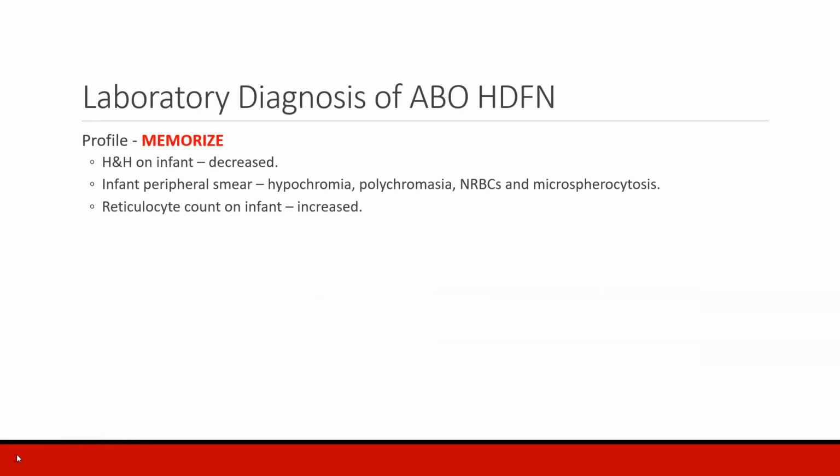So for ABO-HDFN, the profile of laboratory testing: the hemoglobin and hematocrit on the infant are decreased because anything coated with antibody is recognized as foreign by the body and will be destroyed. On the peripheral smear, you'll have hypochromia, polychromasia, nucleated red blood cells, and microspherocytosis. The reticulocyte count on the infant is increased. And I'm not saying what these terms mean because you need to bring your hematology back to the front of your brain.